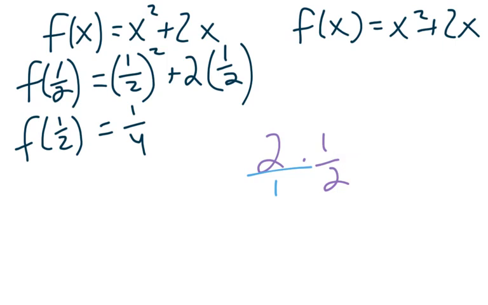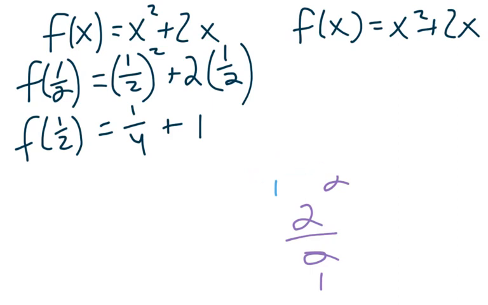So 2 times 1 is 2. And then across the bottom, 1 times 2 is 2. And 2 divided by 2 is 1. And again, I'll erase my scratch work over there. And now we have 1 plus 1/4. So you've got some options here.